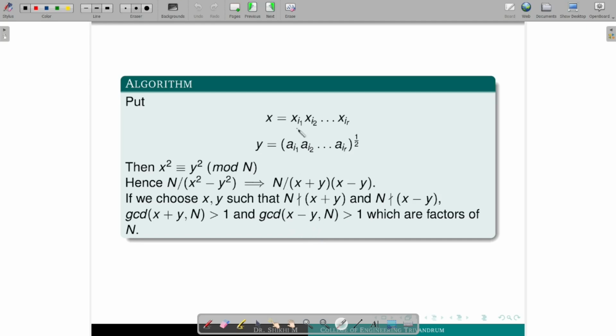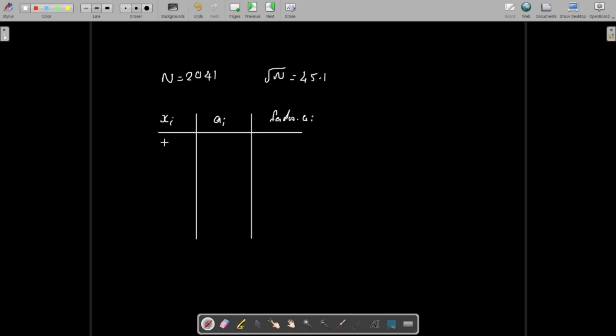So let us have an example. Let capital N be equal to 2041, which is to be factorized. First we will find square root of n. It's equal to 45.1 something. We will start with the table of xi, ai and the prime factorization of ai. Since square root of n is 45.1, we will start with 46. So we'll find 46 square congruent to which number mod 2041.